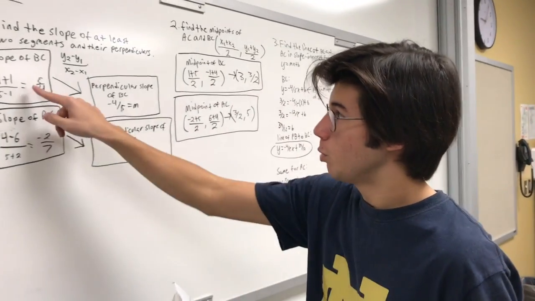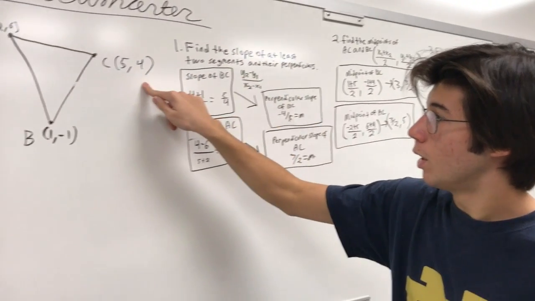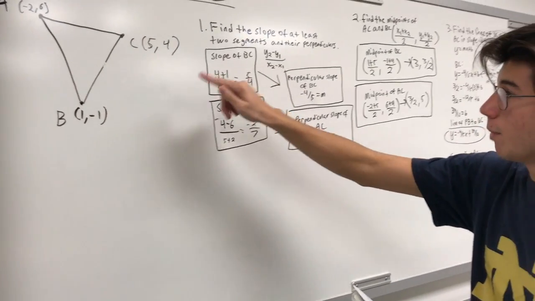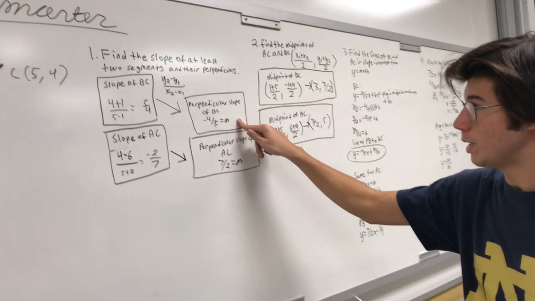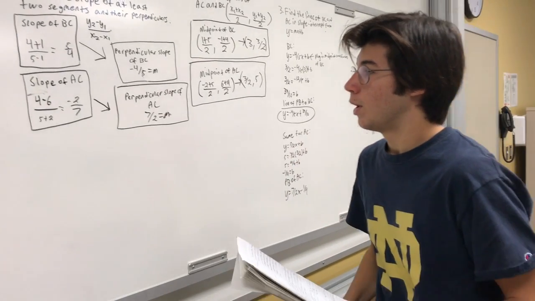So we're going to be finding our slope of BC by using our slope formula. So we take 4 plus 1, and then 5 minus 1, that'll give us 5 over 4. So our perpendicular bisector slope for BC is actually going to be -4 over 5, because it's that opposite reciprocal.